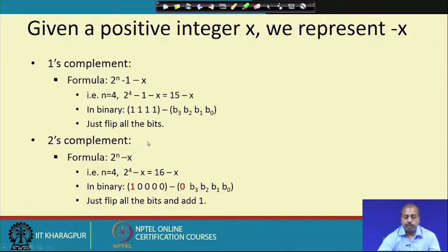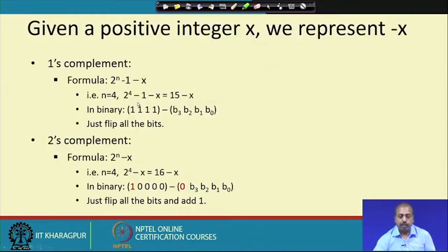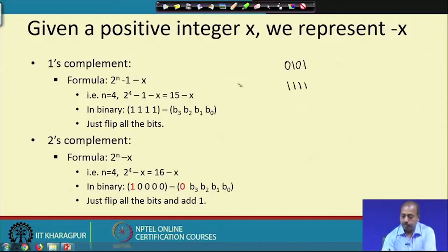Anything like, say, if I have got 5, then in 4 bit binary it is 0 1 0 1. Now I want to represent minus 5. As per this formula, it says 1 1 1 1, from there I have to subtract 0 1 0 1. So, 1 minus 1 is 0, 1 minus 0 is 1, 1 minus 1 is 0, 1 minus 0 is 1. What you get is 1 0 1 0, which is the 1's complement.